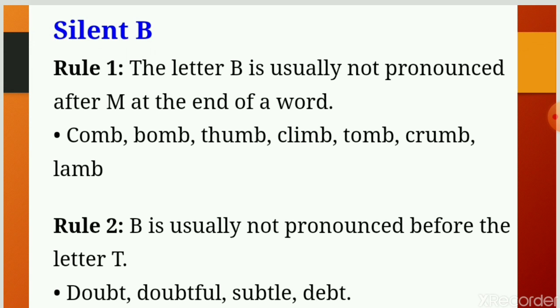Okay, rule 2. B is usually not pronounced before the letter T. What exactly is that? It means you can see here the combination of B and T. That means there is a T and before it the letter is B. So that B will be absolutely muted, absolutely silent. The correct pronunciation will be doubt, doubtful, subtle, and debt. So these are the rules for silent B.